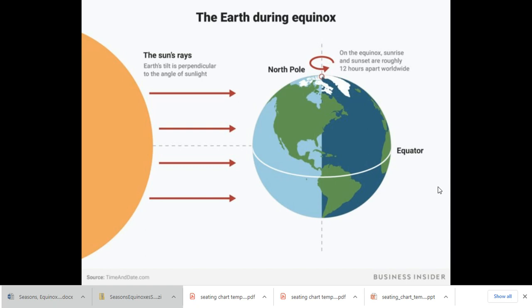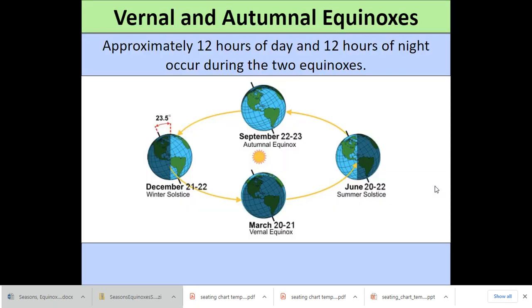So this is what the Earth looks like during equinox. You can see that the rays are even, and they are coming into the Earth pretty much at the same percentage. Again, here are vernal and autumnal equinoxes. This is when we have 12 hours of day and night. Again, spring and fall.